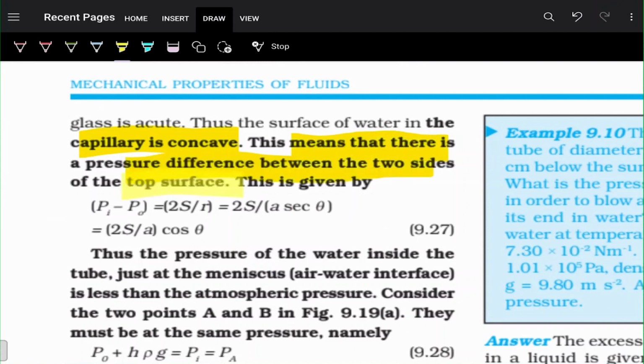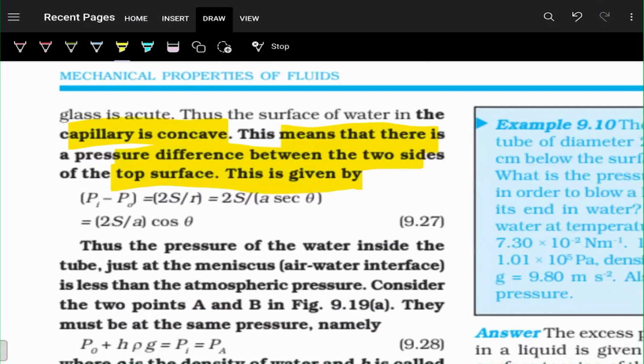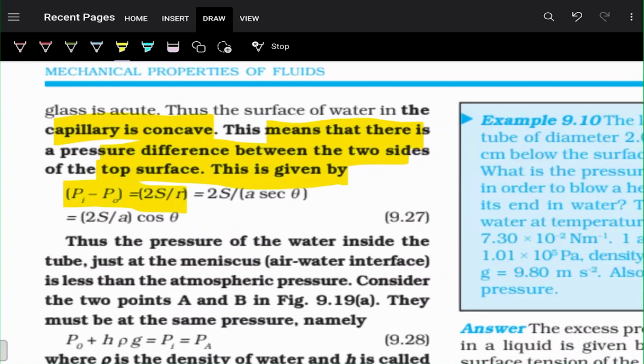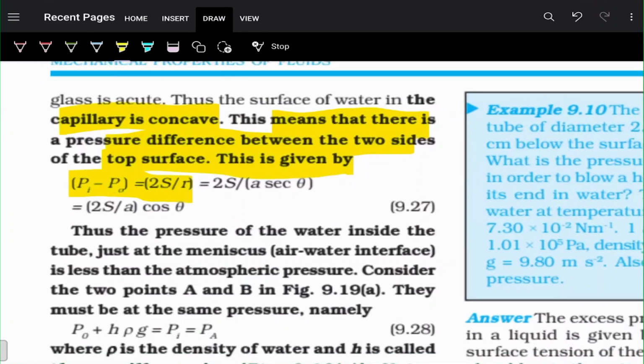And the pressure difference is the excess pressure, 2 into surface tension divided by R. We learned that excess pressure, P inside minus P outside, is equal to 2S by R.